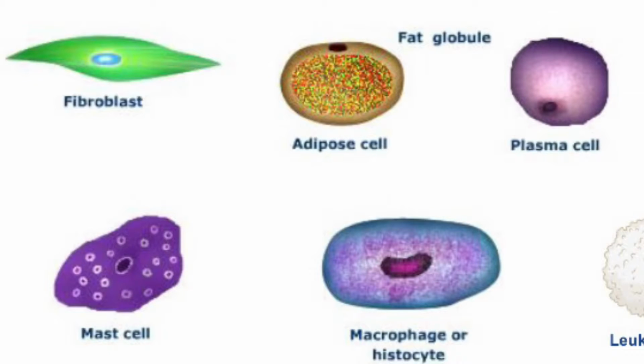The most common cells are fibroblasts, which have oval-shaped nuclei and produce fibers and some ground substance. Mast cells are also oval-shaped and contain metachromatic granules. Plasma cells are egg-shaped and contain basophilic cytoplasm. There are also macrophages, large fat cells called adipocytes, and white blood cells called leukocytes.